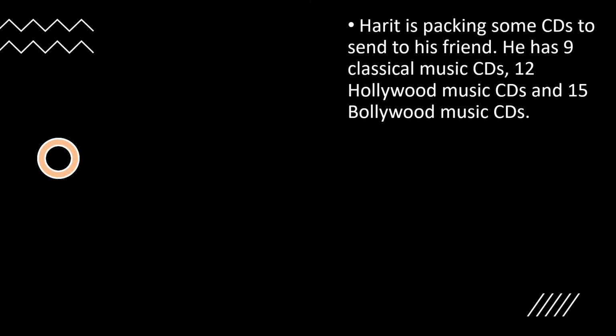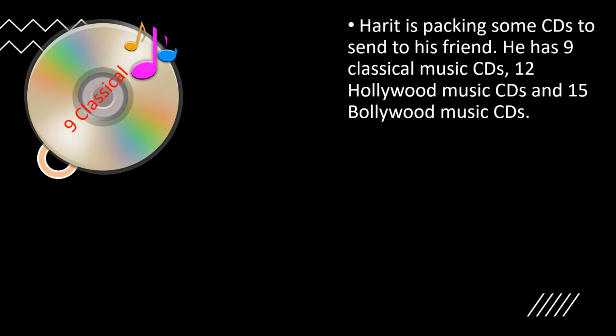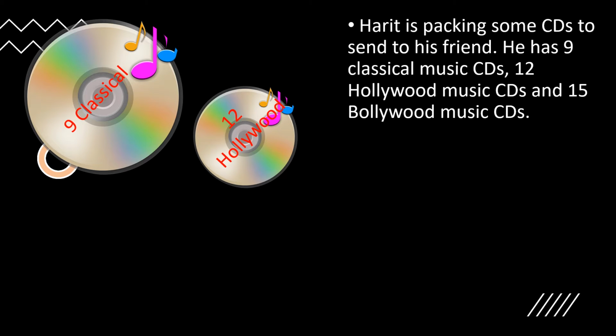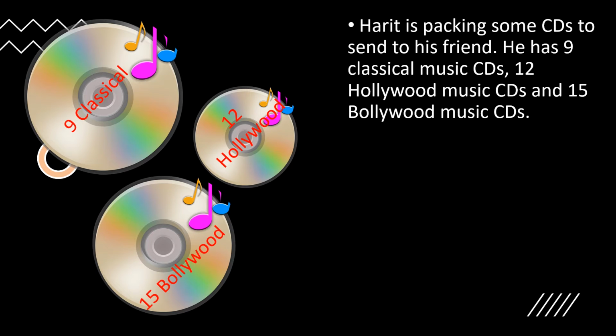So how many classical music CDs? 9. Hollywood music CDs 12 and Bollywood music CDs 15. Now he can pack boxes in two ways. At first we will find the HCF of 9, 12, 15, and we know that by the common division method 3 is the common prime factor, so we will divide by 3 and we will get 3, 4, 5, and now there is no common prime factor, so we can say the HCF of 9, 12, 15 is 3.